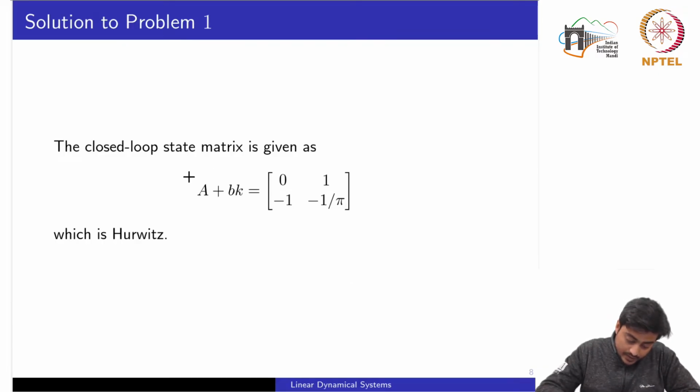Now next you can verify the closed loop state matrix, whether it is Hurwitz or not. So by computing the eigenvalue of this matrix, you would see that this matrix is Hurwitz. So here we have presented another way of computing the state feedback matrix by using the controllability Gramian.